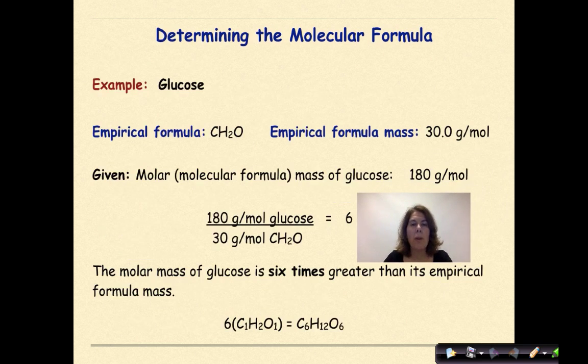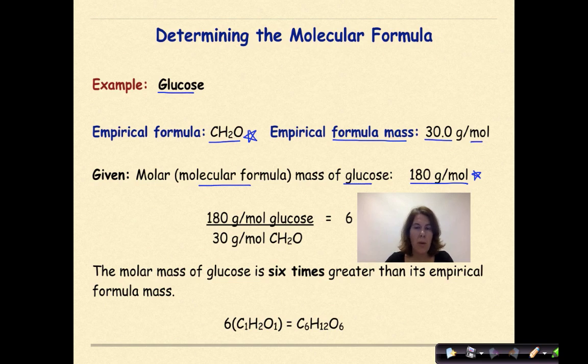Determining the molecular formula. Let's say our example is glucose, and we know that the empirical formula of glucose is CH2O. This is given to us. What is also given to us is the molecular formula mass of glucose, which is 180 grams per mole. So technically we would be given this, the empirical formula, and the molar mass, otherwise known as the molecular mass, because we are dealing with a molecule. What we would need to calculate is the empirical formula mass, which is 30 grams per mole.